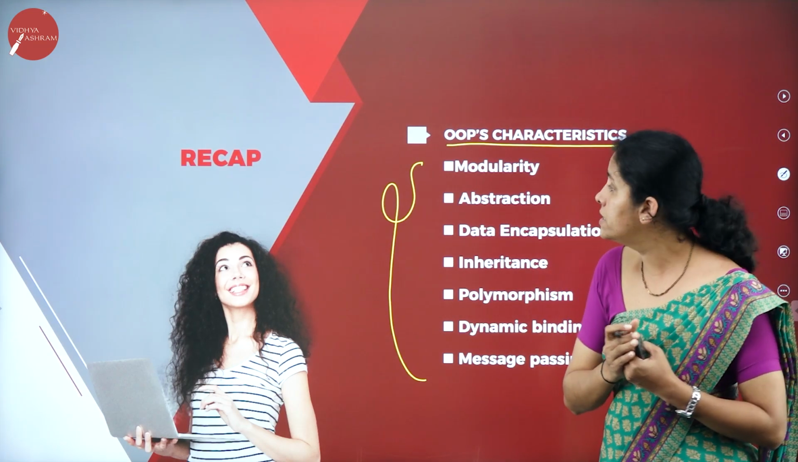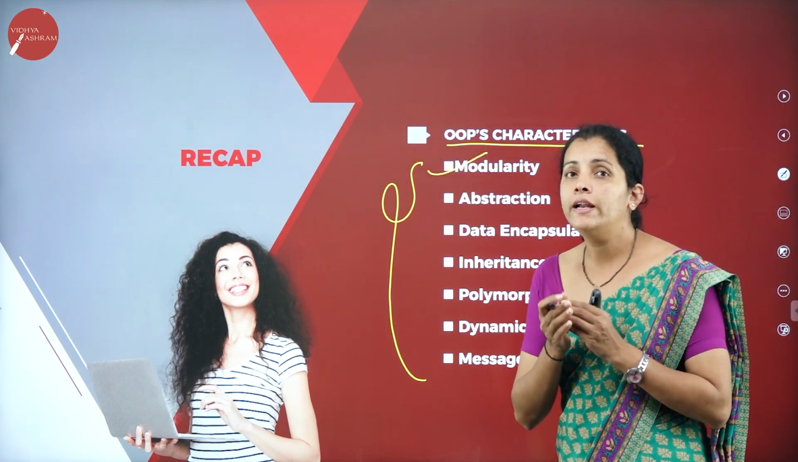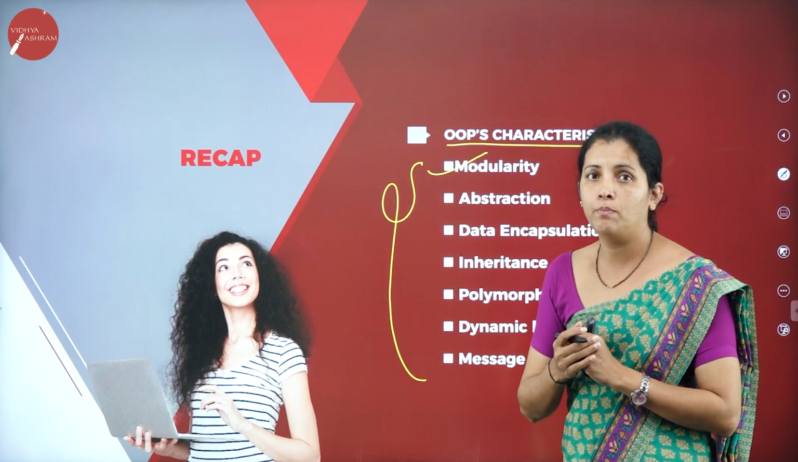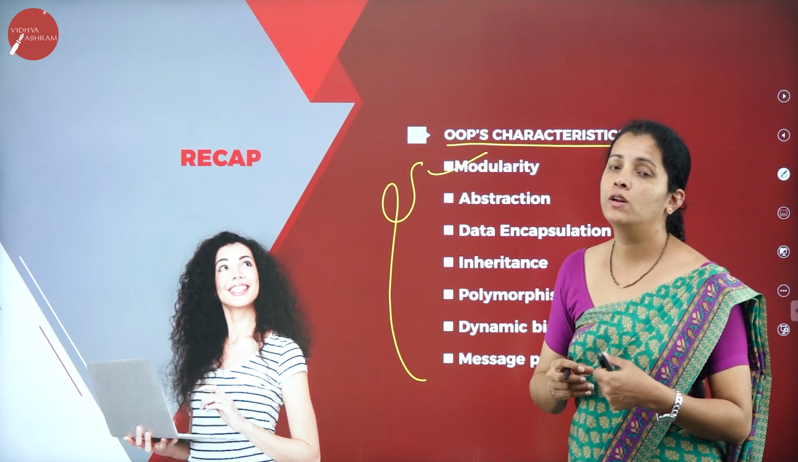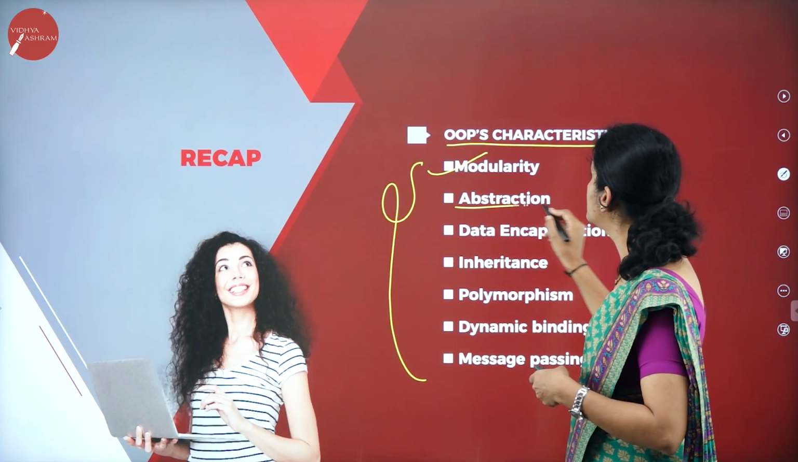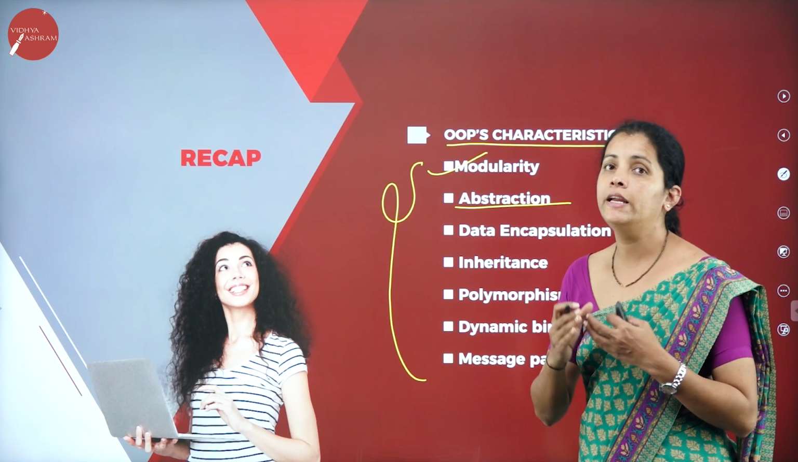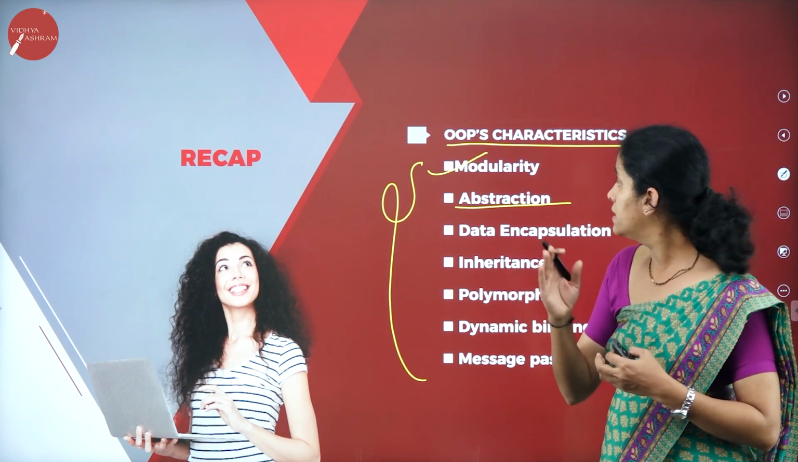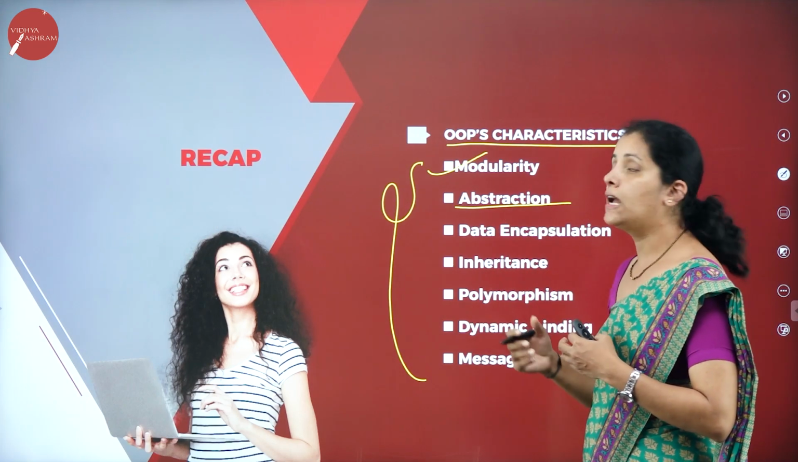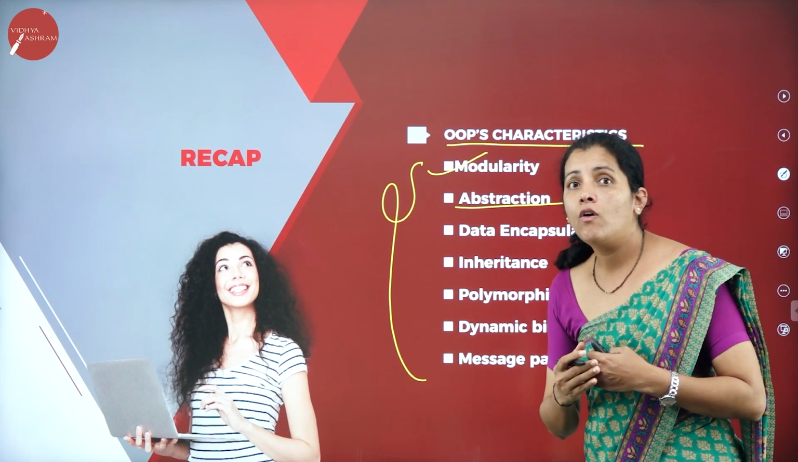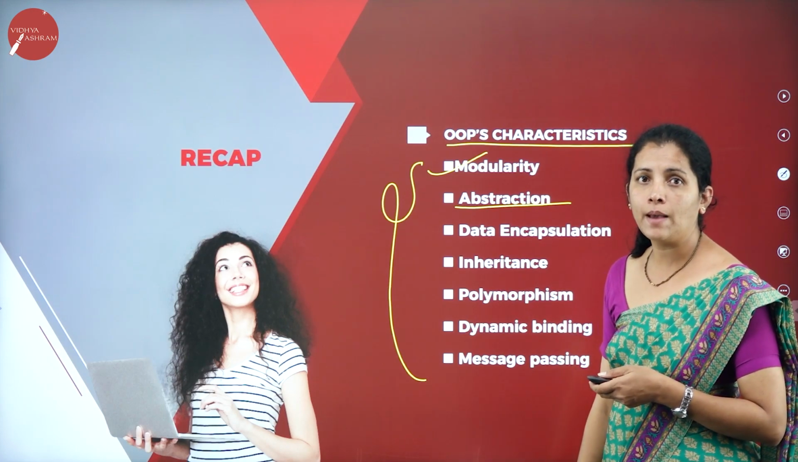And what are the features here? That is modularity. That means here problems are divided into smaller sub-modules. That means complex problems are divided into smaller problems. Then what is abstraction? Here abstraction is the process of hiding the data or information. That is called data abstraction. Then what is data encapsulation? Wrapping up of functions as well as data together is called data encapsulation.